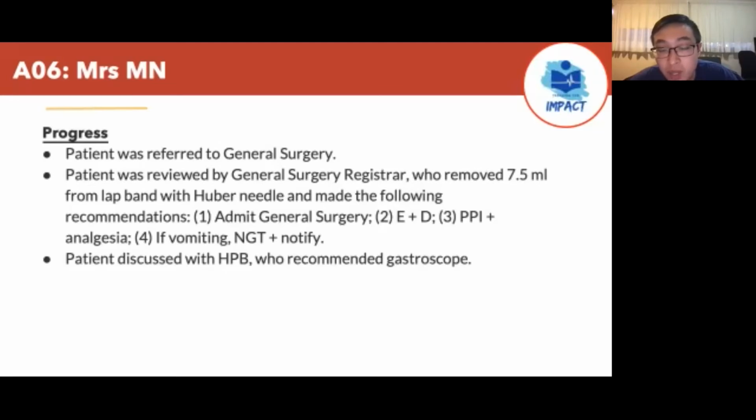The general surgical team then discussed the patient with the hepatobiliary team, who recommended a gastroscope, because on CT AP there was some gastritis, but you can't really see gastritis on CT AP. To really visualize gastritis, you need a gastroscope.